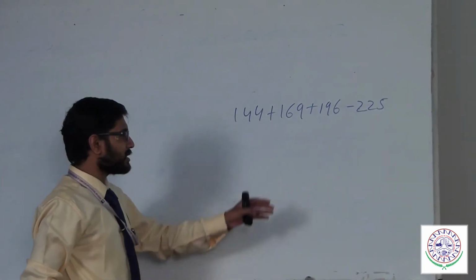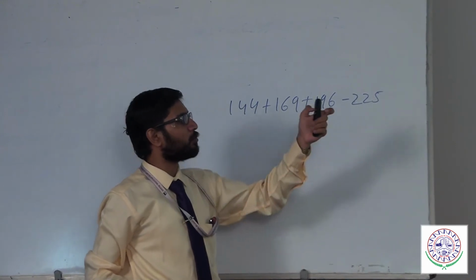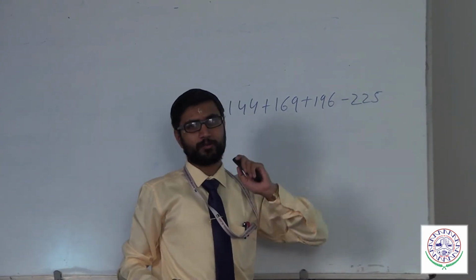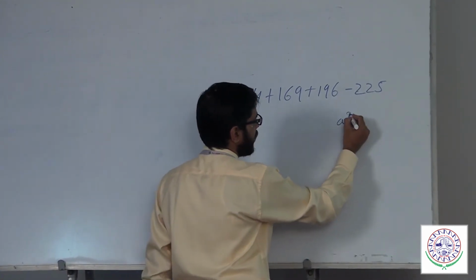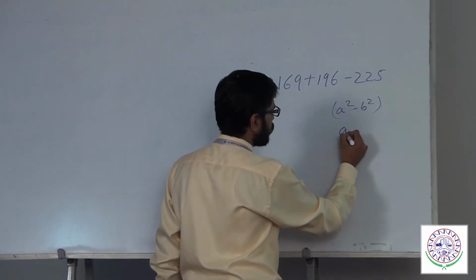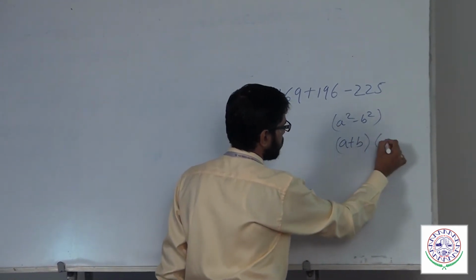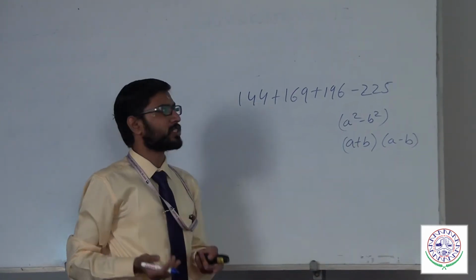But if you do it this way, the numbers will be too big. To avoid this, observe that 14 square minus 15 square is of the type a square minus b square. What is a square minus b square? It is (a plus b) into (a minus b). If you apply this technique, you can solve it in one or two steps.